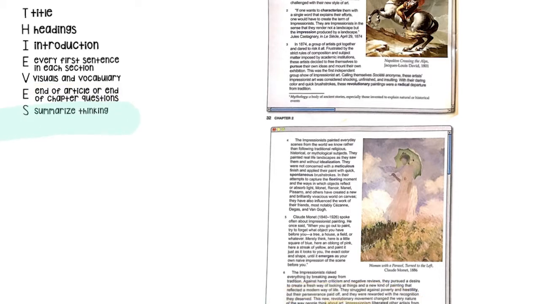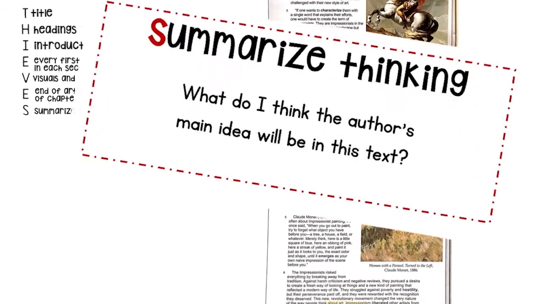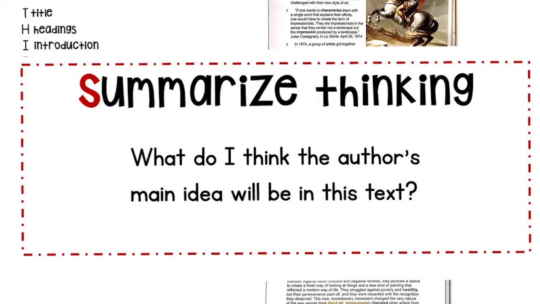Finally, last step. S stands for summarize thinking, and by that, the step means use everything that you did. All of the title, headings, introduction, looking at the visuals, looking at the vocabulary, looking at the end question. What is the main idea going to be? And if you have come up with something like compare and contrast how traditional turned into impressionist paintings, you would be exactly right. Let's double check that by looking at some of the questions that the chapter has later on.